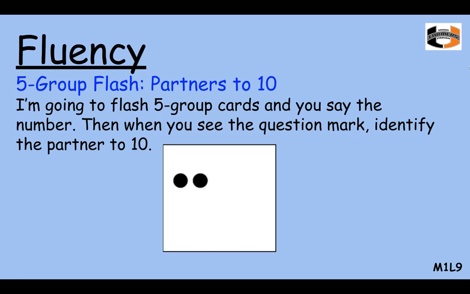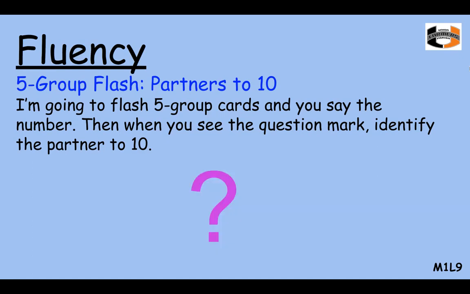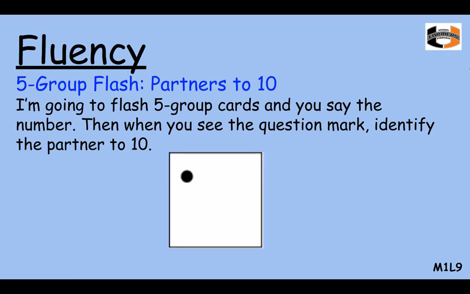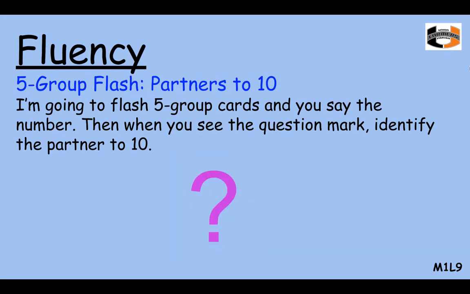There's your flash. What is that number's partner to get to 10? 8 is right. Here's your flash. Okay, how many is that number's partner? How many to get to 10? You said 9, you're right.